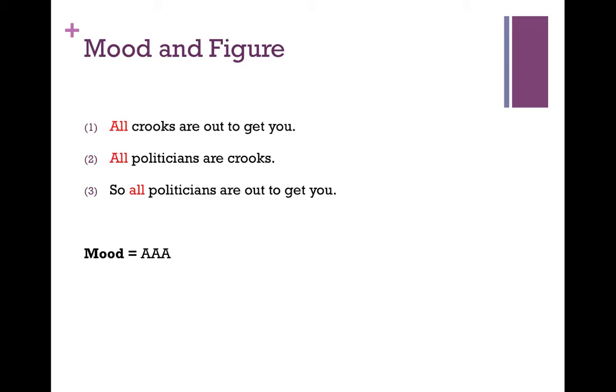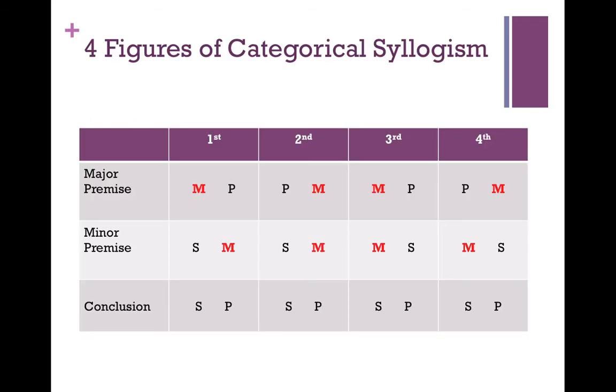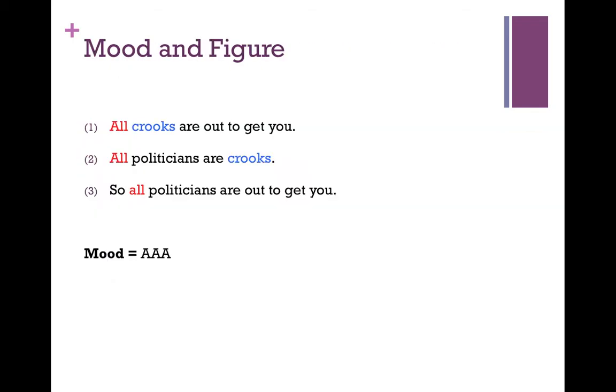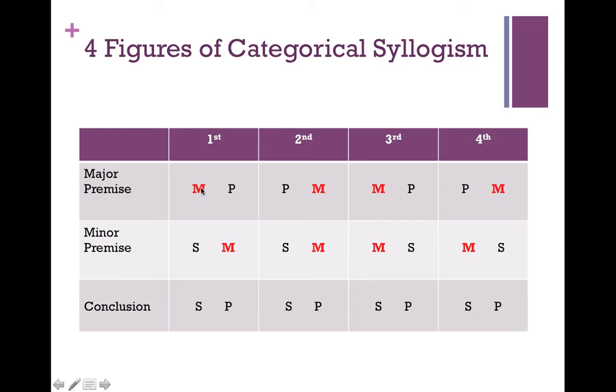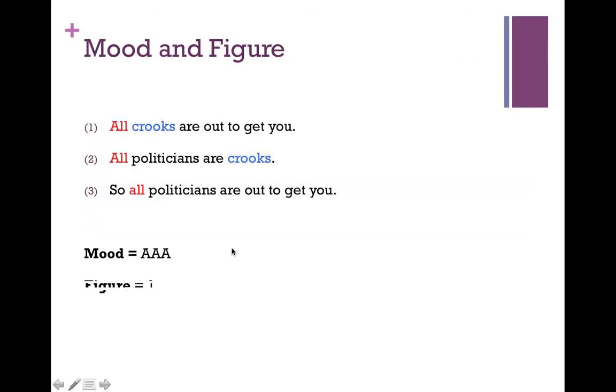But then after we do that, we have to determine the figure. And the figure is determined by the position of the middle term. So let's look and see where the middle term is. Well, notice the middle term, crooks, appears right here. Crooks appears here. Now, you probably don't remember the four figures, so I have the chart here. And look back. Do you see where crooks is subject term, predicate term? Do you see that on here? Subject term, predicate term. So the figure is figure 1. And if we were writing this out, if you were to say, what's the mood and figure of this?